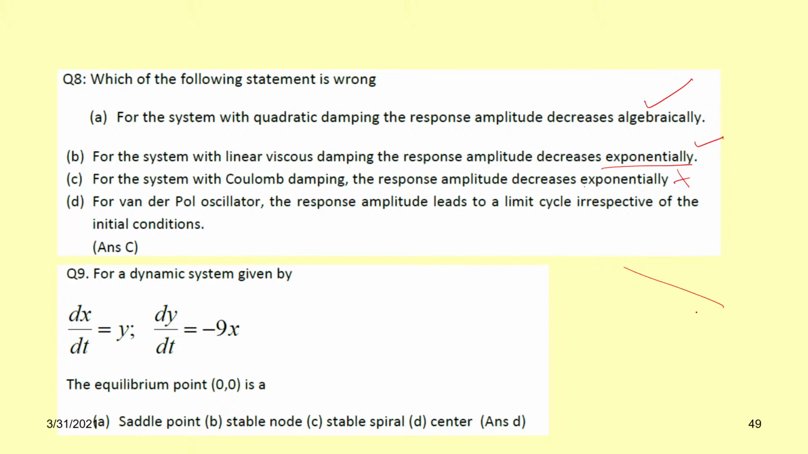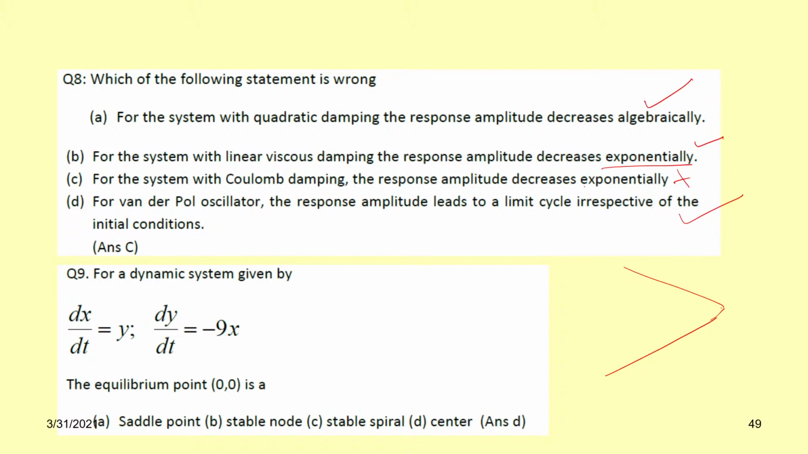Actually, it decreases like this. It decreases not exponentially or algebraically, it decreases like this. For the van der Pol oscillator, the response amplitude leads to limit cycles. So this is also correct, and this part is not correct. You can plot it yourself for the Coulomb damping and visualize how the response amplitude is decreasing.